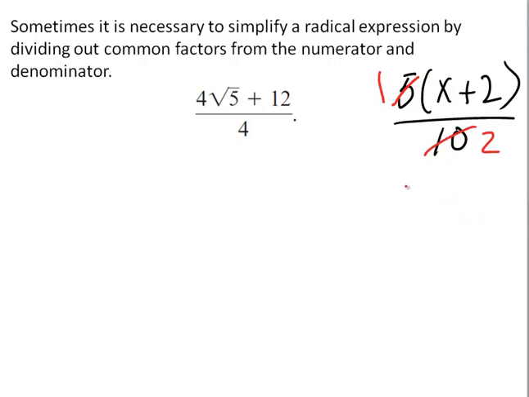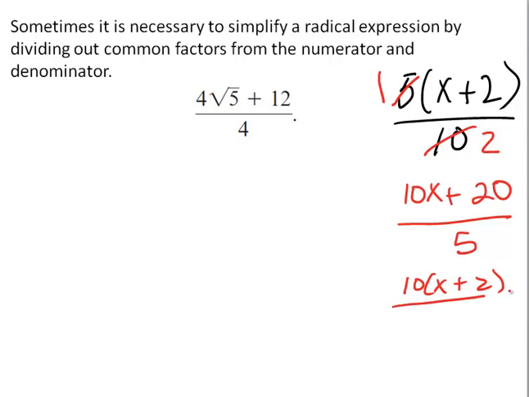You also know that if you had 10x plus 20 over 5, that you'd be able to simplify and reduce. So that would be the same as 10 times x plus 2 over 5. And again, you'd be able to cancel out here. So all of those skills we're going to use doing this.